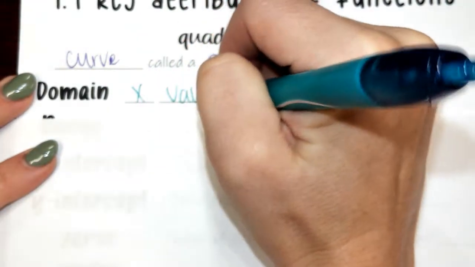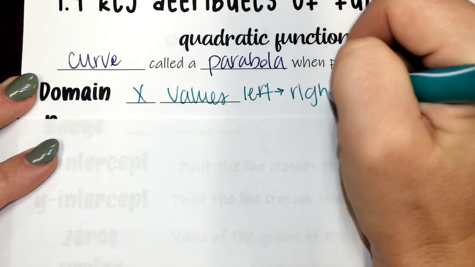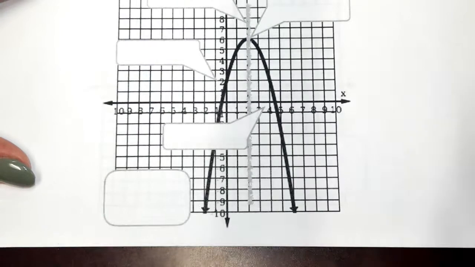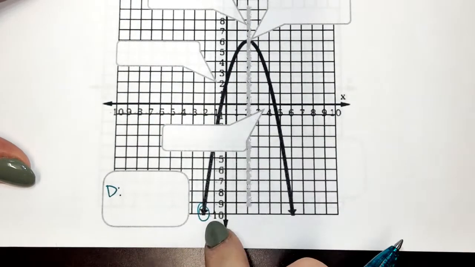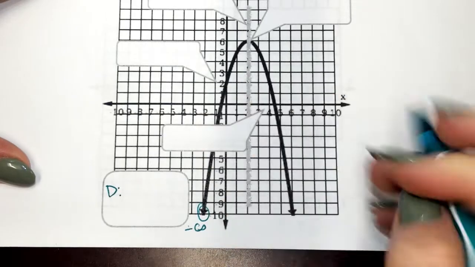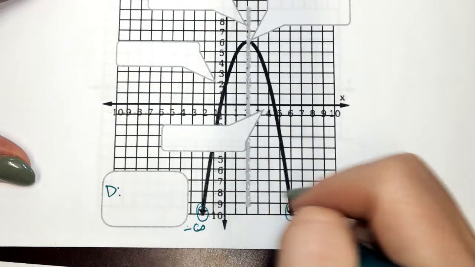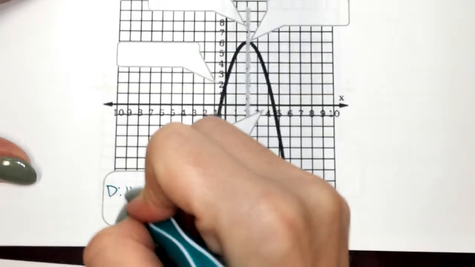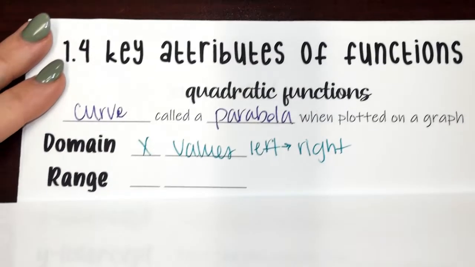Domain, again, always is our x values, and we're going to scan from left to right. At our left point, we are going on to negative infinity. Scan over to the right, we are going on forever. So when we have two infinities, we've got all real numbers. The domain for quadratics is going to be all real numbers, always.